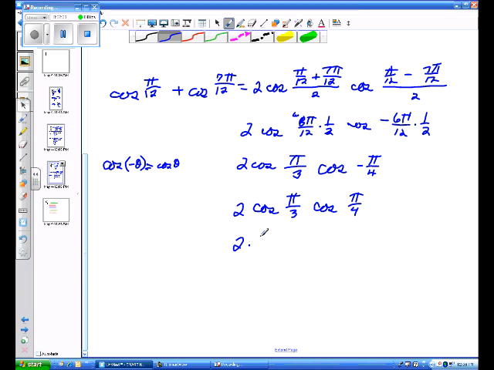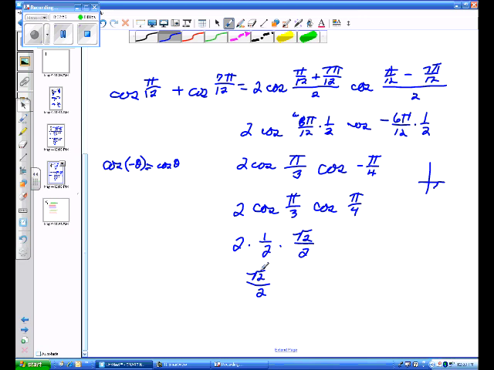So cosine of 60 is 1/2, cosine of 45, square root of 2 over 2. And you might say, well, what if I forgot about my odd-even? Well, all that did was put it into the fourth quadrant. The reference angle is still pi over 4, and in the fourth quadrant, the cosine's positive. So 2 times 1/2 times square root of 2 over 2 is square root of 2 over 2. 2 times 1/2 is 1. So we were able to simplify that.